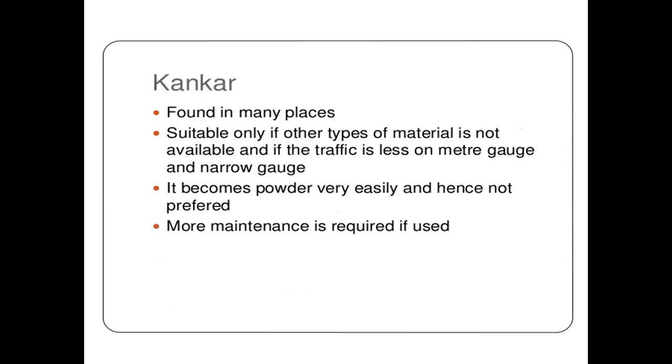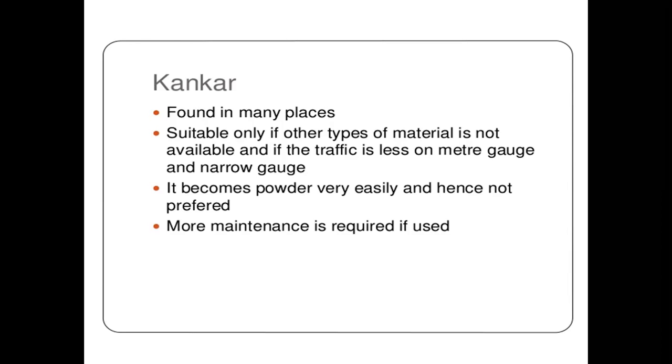Conker. This is found in many places and is suitable only if other types of material are not available, and if the traffic is less on meter gauge and narrow gauge. It becomes powder very easily and hence is not preferred. More maintenance is required if used.